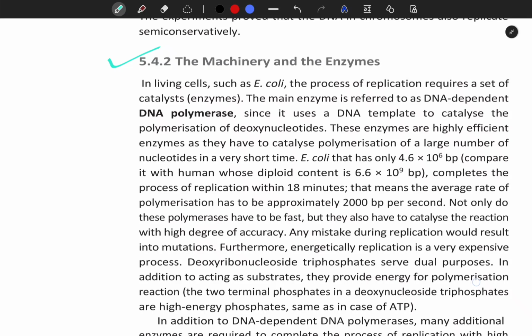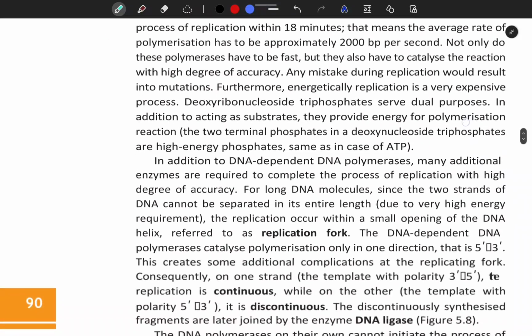E. coli, that has only 4.6 × 10^6 base pairs, compare it with human whose diploid content is 6.6 × 10^9 base pairs, completes the process of replication within 18 minutes. That means the average rate of polymerization has to be approximately 2000 base pairs per second. Not only do these polymerases have to be fast, but they also have to catalyze the reaction with a high degree of accuracy. Any mistake during replication would result in mutations.